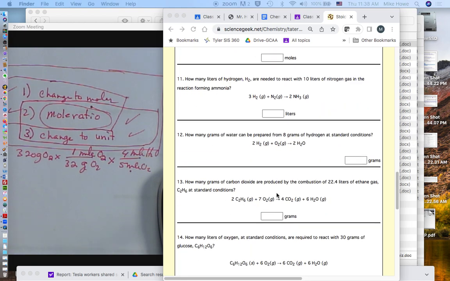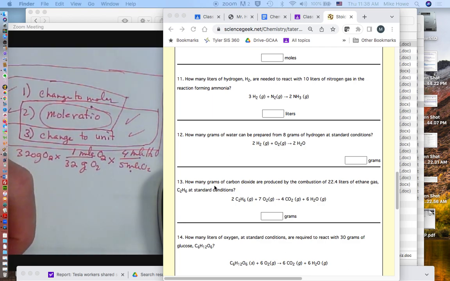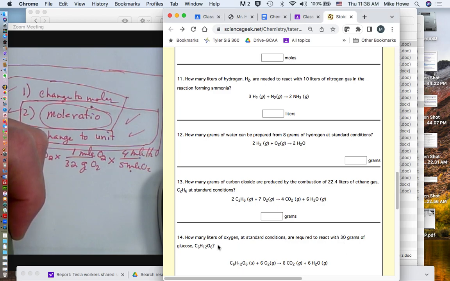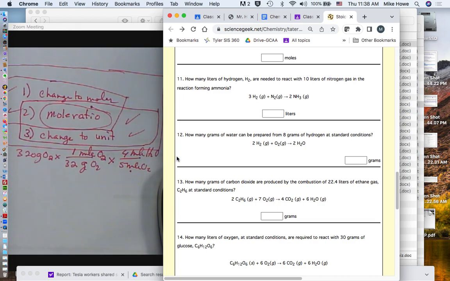So in 13, we had liters, which had to be changed to moles. You always use the mole ratio. And then the question asked us for grams of carbon dioxide, so we had to do a third step and change it to grams. Down here, just looking at 14, you've got 30 grams, so you're going to change that to moles. Use the mole ratio, because you have to use the mole ratio every time. And then the last step is going to be to change it to liters. So that would be change your unit. Here the unit is liters, so it'll be multiplied by 22.4 liters per mole.